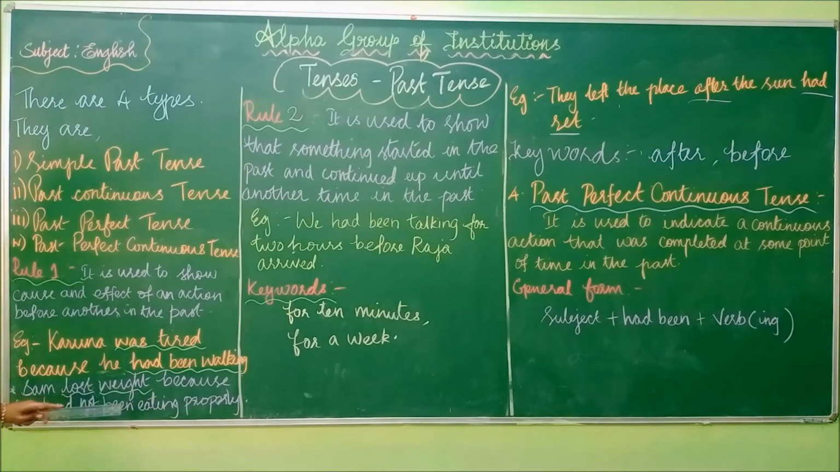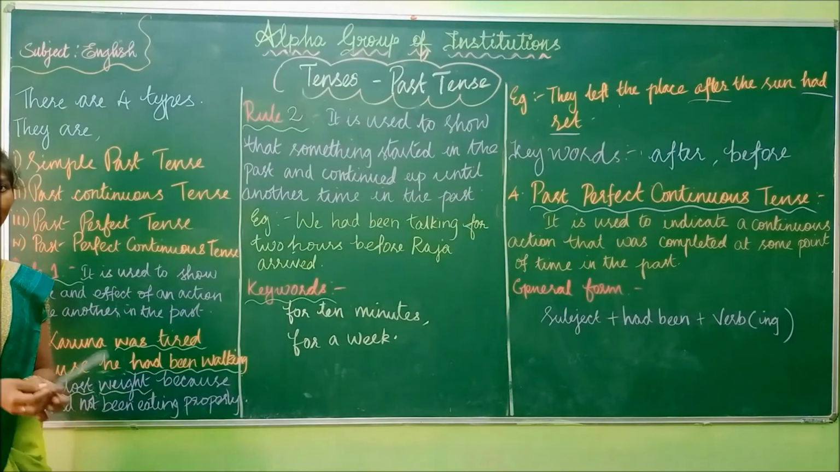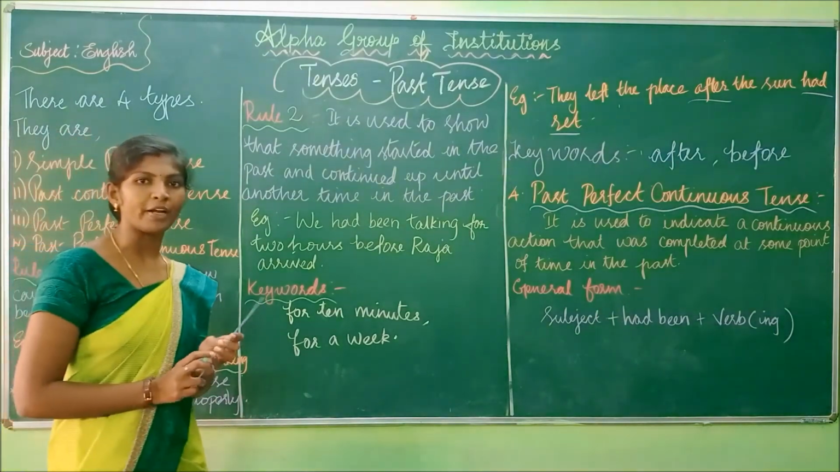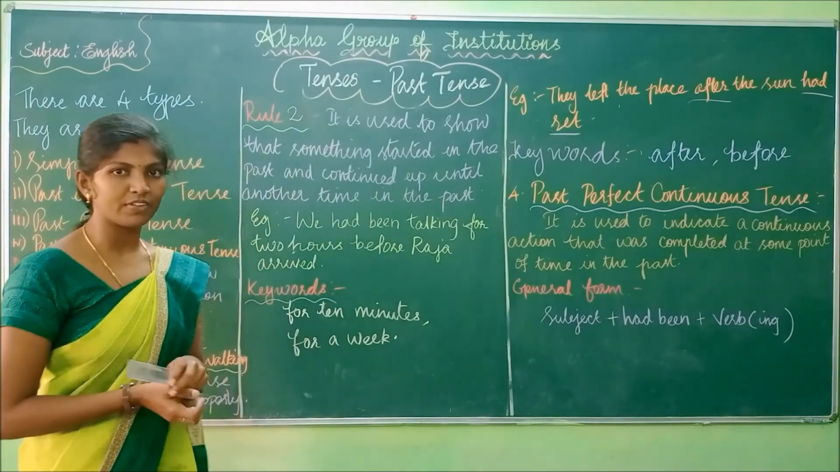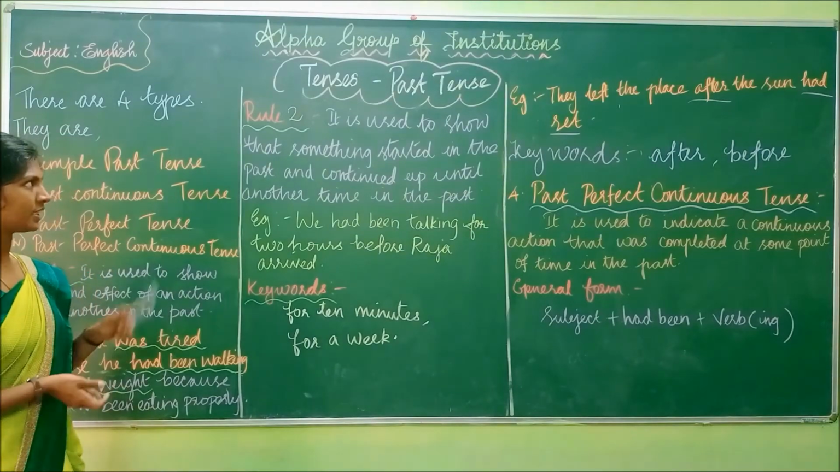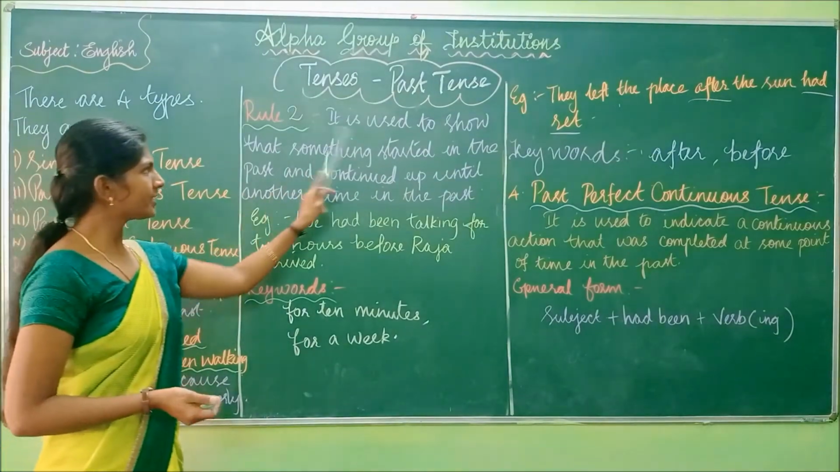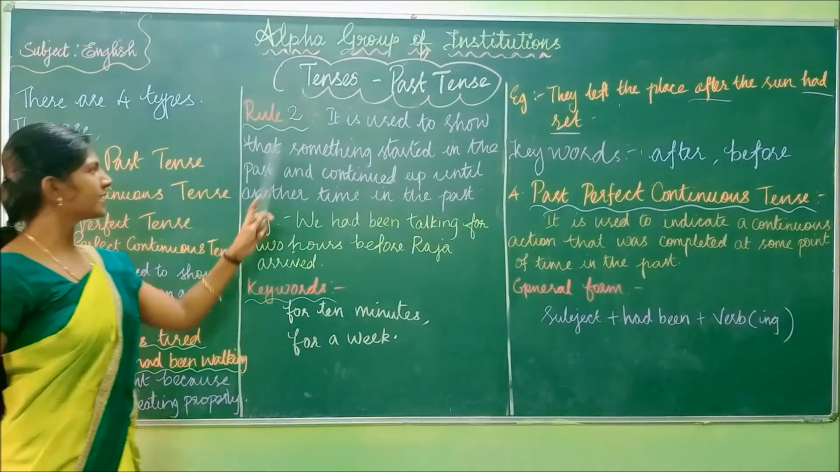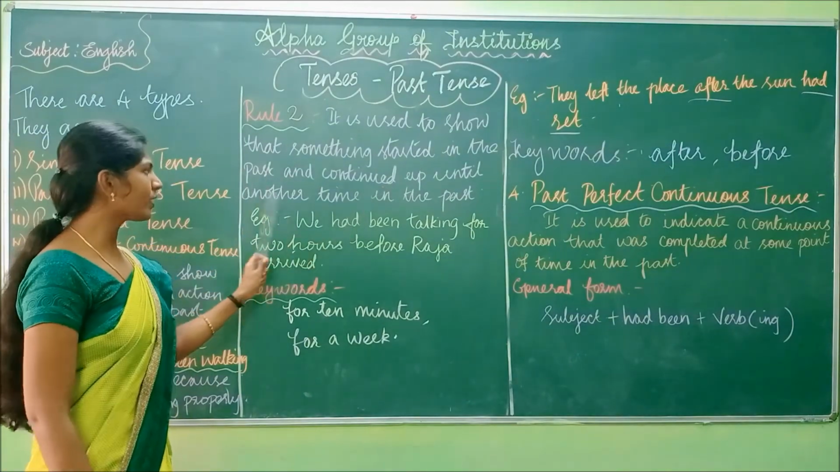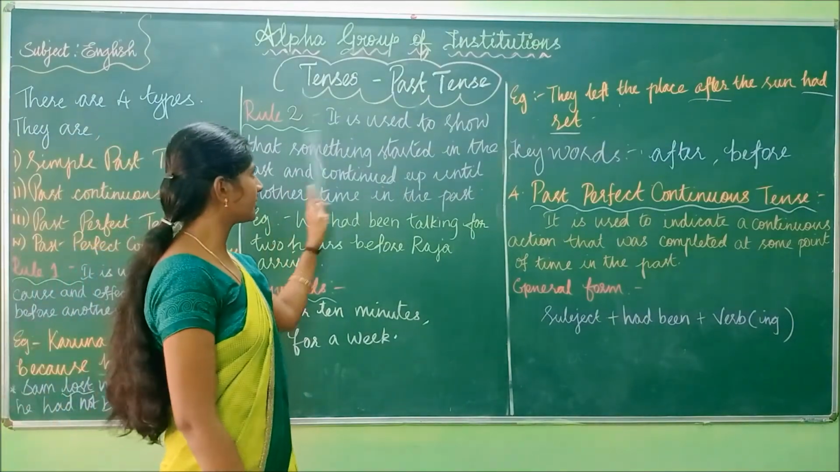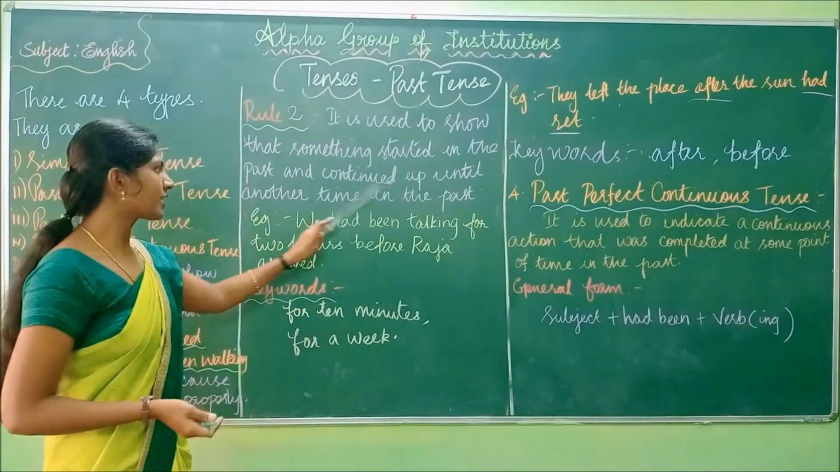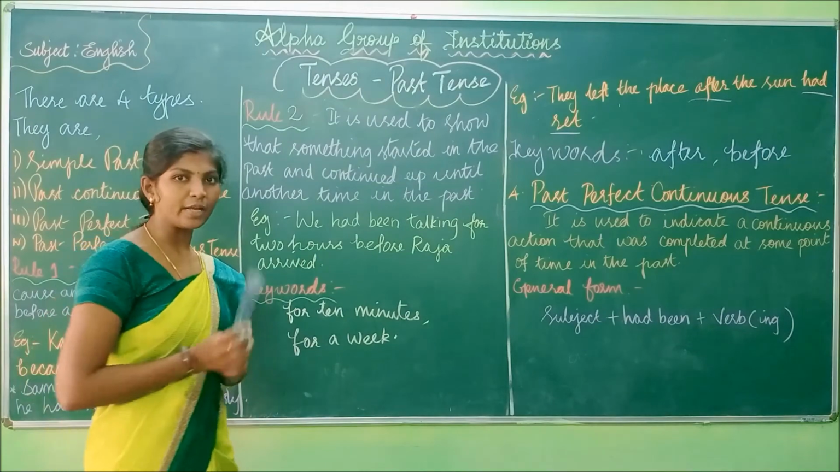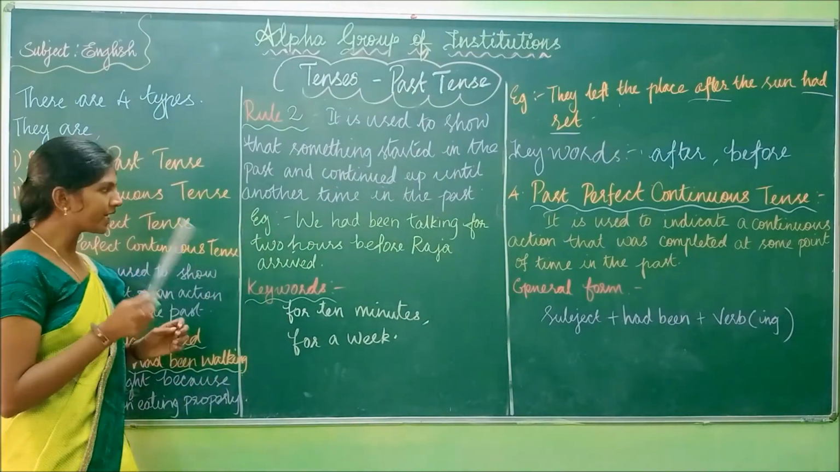Sam lost weight because he had not been eating properly. So some action had happened. The happening is given in simple past and the action is given in past perfect continuous tense. So rule number 2: it is used to show that something started in the past and continued up until another time in the past. Let's see the example to make it clear.